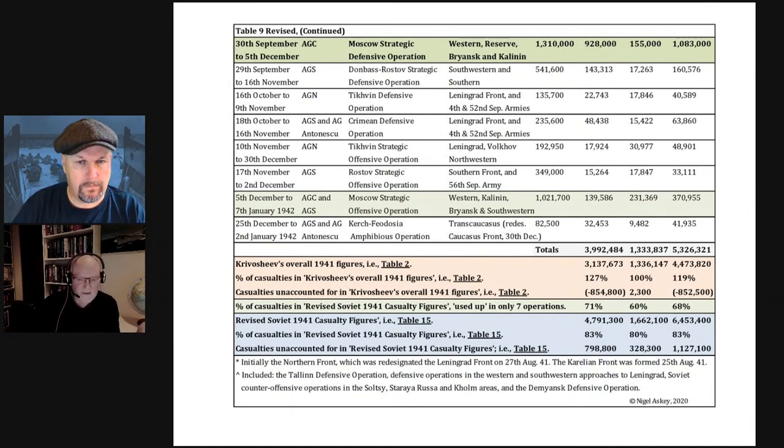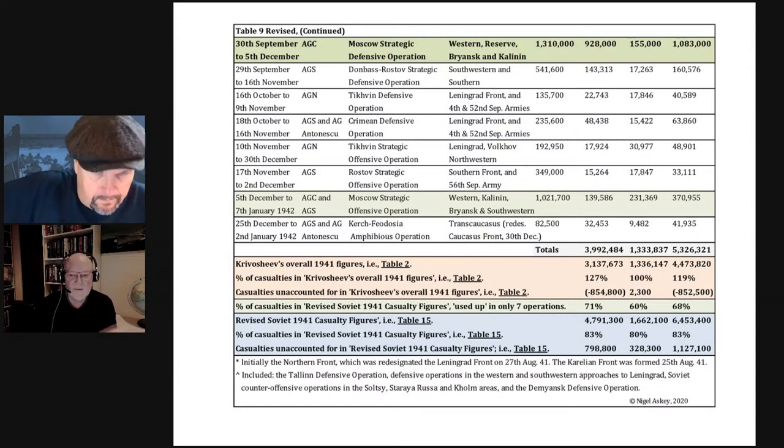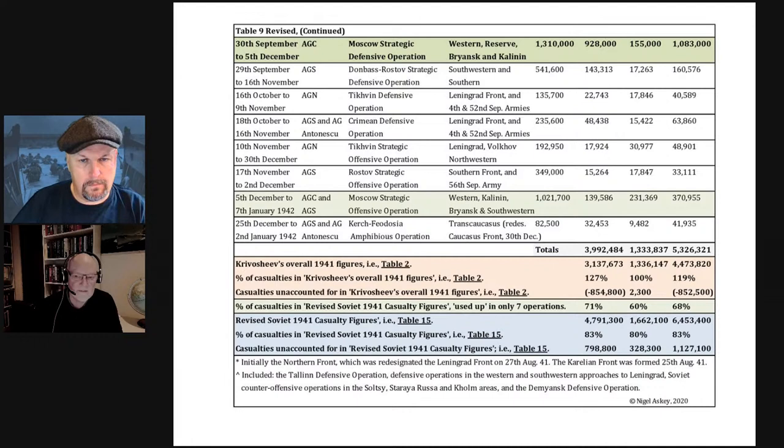Again, that fits. So if we use this revised data on these strategic operations, we're getting to 83% of the total losses in 1941, and they were the bloodiest battles. The Kiev, the Typhoon, by a long margin. So that's kind of it for strategic operations.